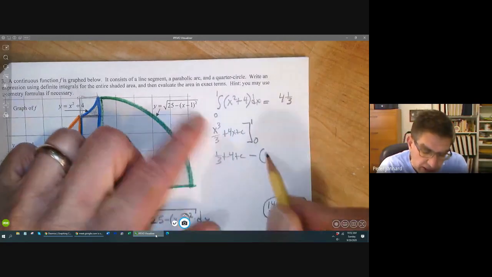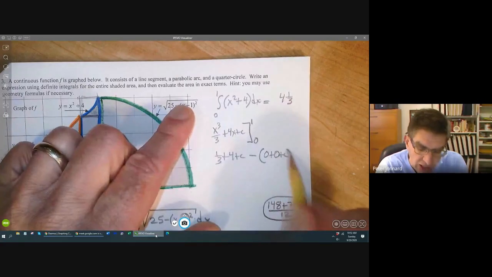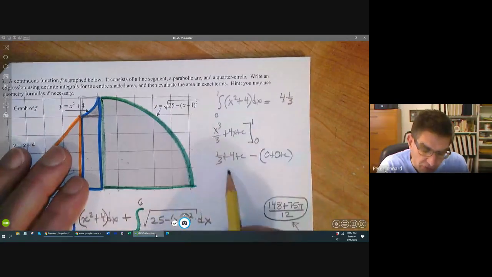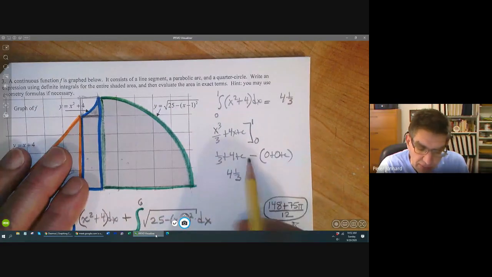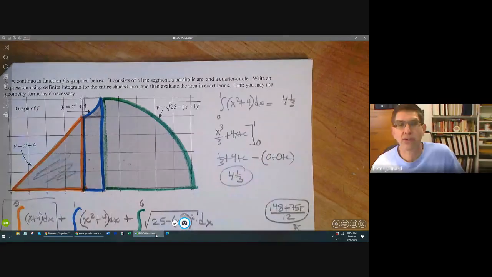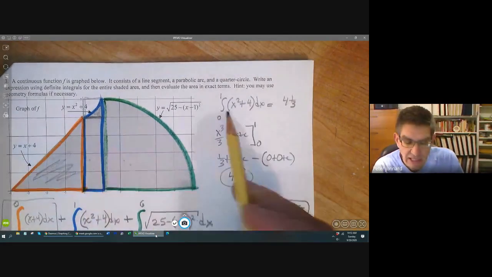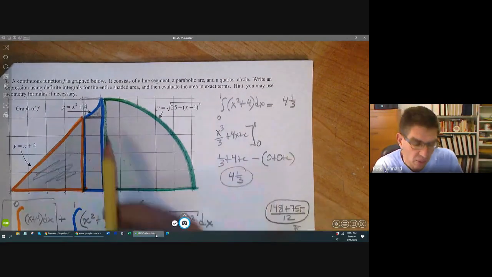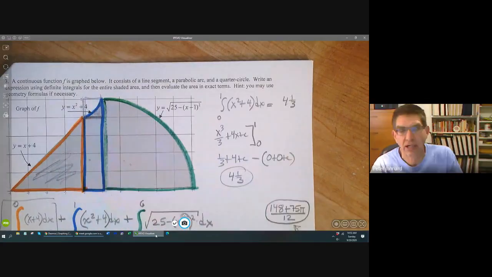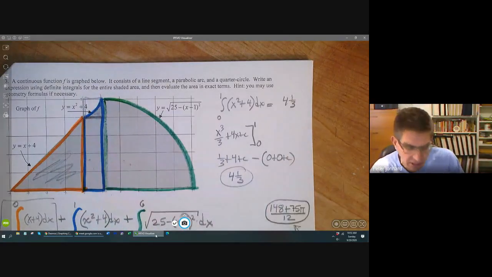0 plus 0 plus z, like so. And you guys, there it is. You end up with 4 1/3 plus c minus c. There's your answer. Okay, so this one, maybe it's easier to actually work it out this way instead of worrying about the whole trick I taught you about the rectangle and a vertex, but there you have it.